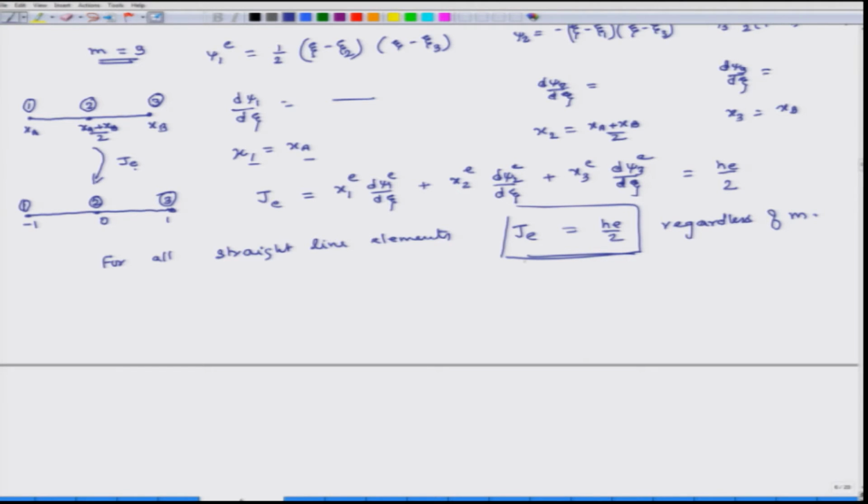And you can verify this statement by doing this calculation, and you can do it for m equal to 4, 5, whatever. You will always end up with the Jacobian of this transformation as half of the length of the element. This is another concept and another observation which is worth remembering.